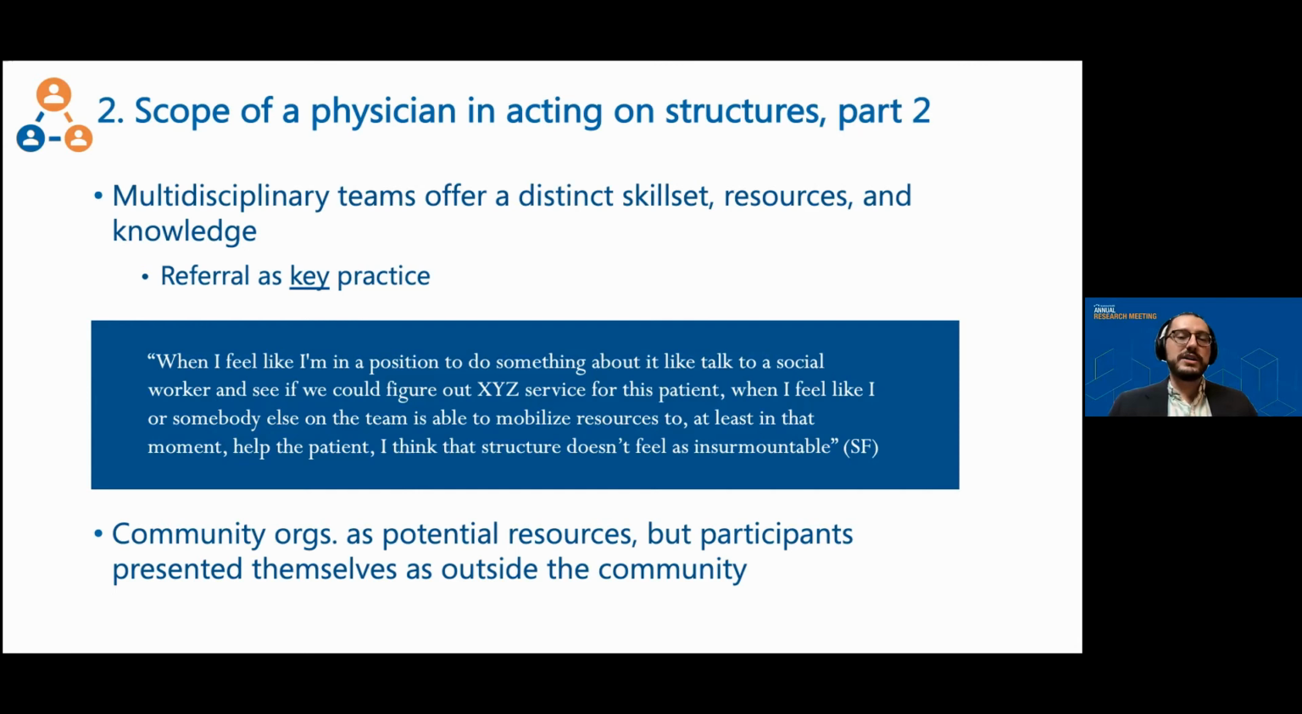I mentioned previously that one of the levels of action was community organization as a potential resource and a potential way of addressing these social factors. Participants often presented themselves as outside of that community, which is interesting, and we can talk about that more in the Q&A. Participants often referred to the community as outside of both their scope of control, but also outside of themselves, despite often living in the community.